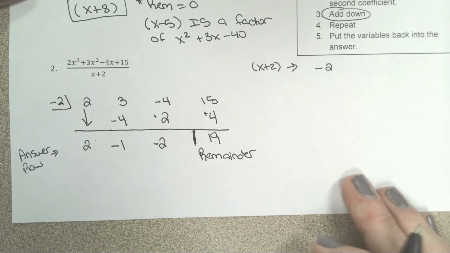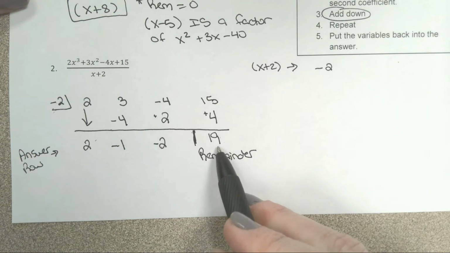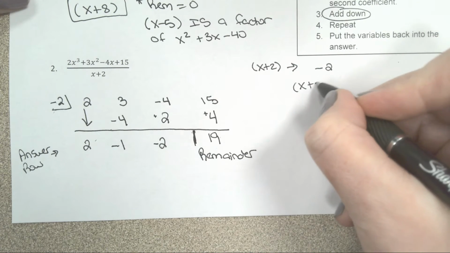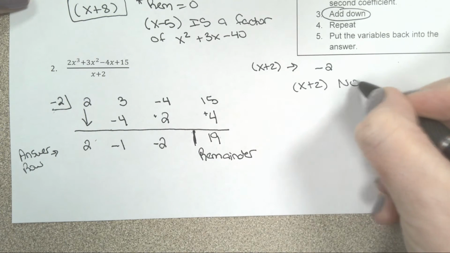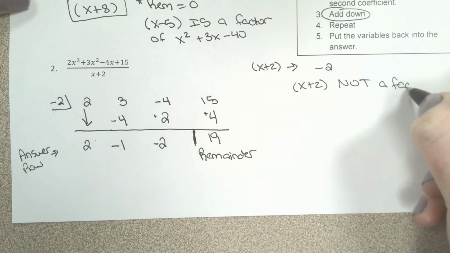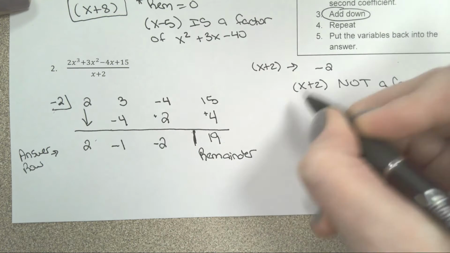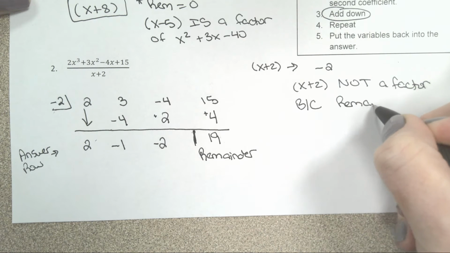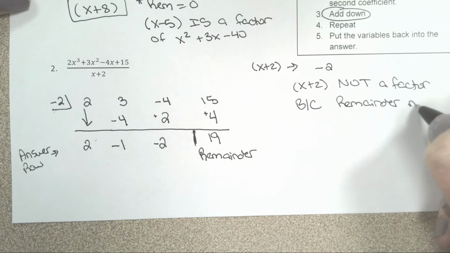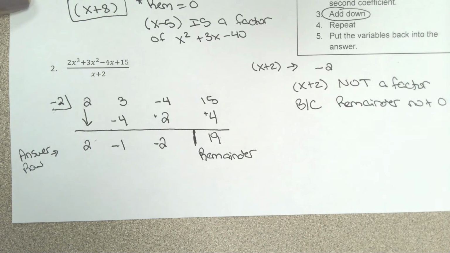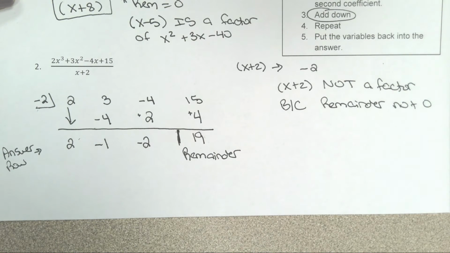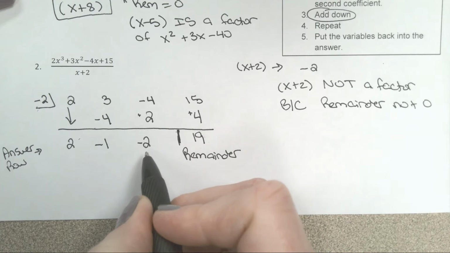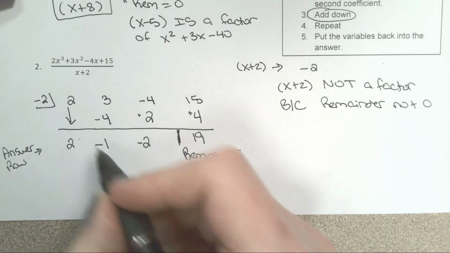All right, so here's what I know. I have a remainder of 19. So I know that x plus 2 is not a factor of the polynomial because my remainder is not 0. I have a remainder of 19. But I do have to divide this, and I have to write out my answer.